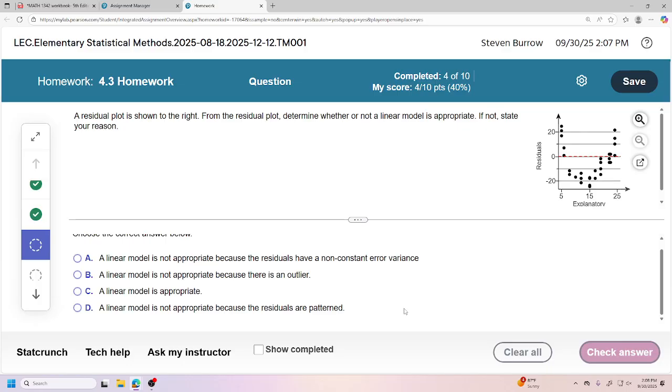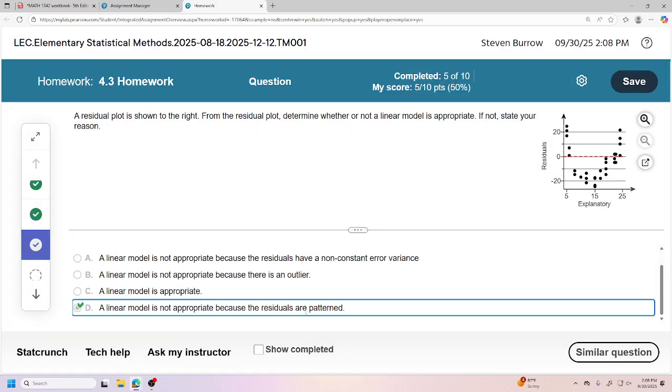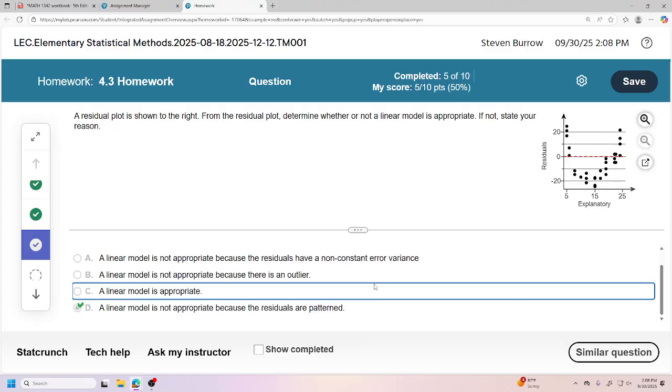Yes, pattern. No linear. Huh? You like D? Because it says something about patterns, right? There it is. Patterns. Yes, patterns. No linear. Opposites of one another.